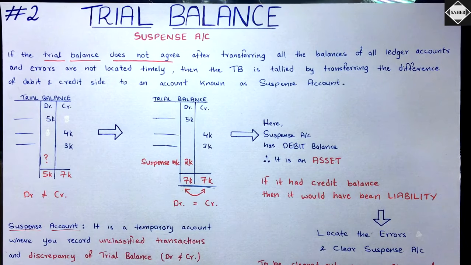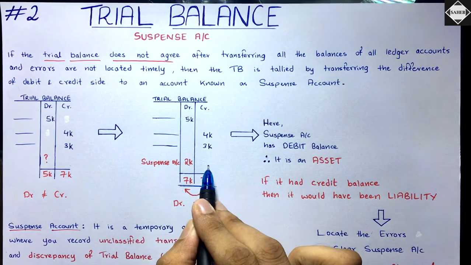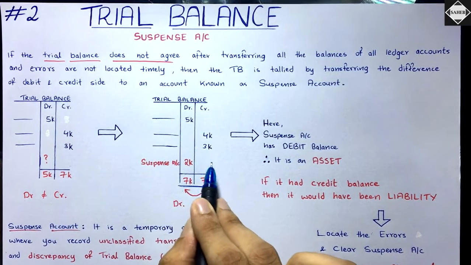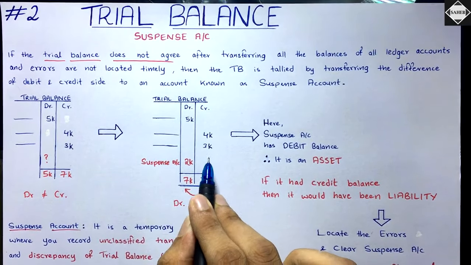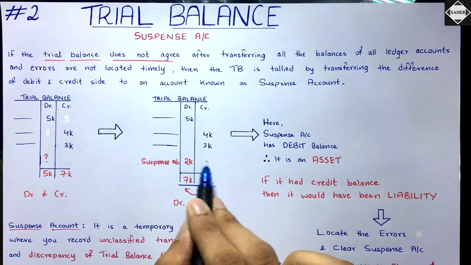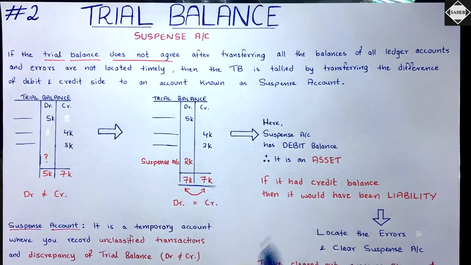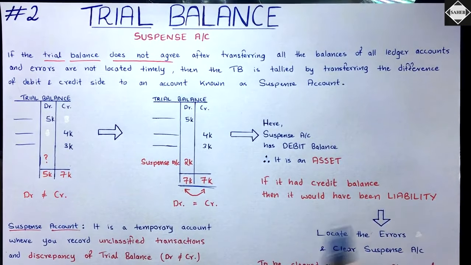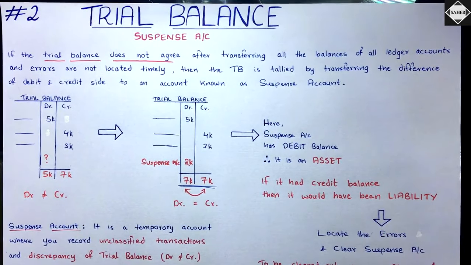But if the suspense account had a credit balance, if the deficiency was on the credit side, for example, let's say there was no 3000 over here, you'll have to take suspense account 3000 over here, just for an example. So what will happen is the suspense account will be a liability, and in the balance sheet it will be shown on the liability side.